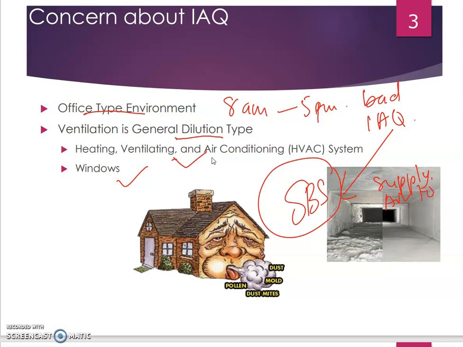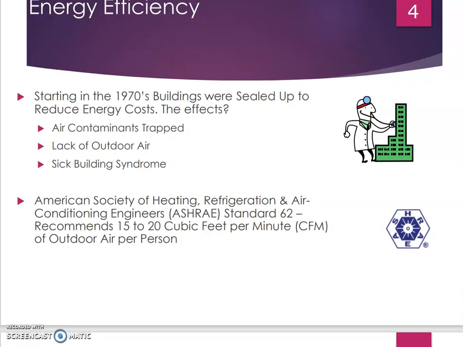So that's why we have to do the duct cleaning to make sure we have clean supply air here, right? For the energy efficiency ratio, in 1970, buildings were sealed up to reduce energy cost. Because why? Because we want to maintain our temperature and humidity inside the building.